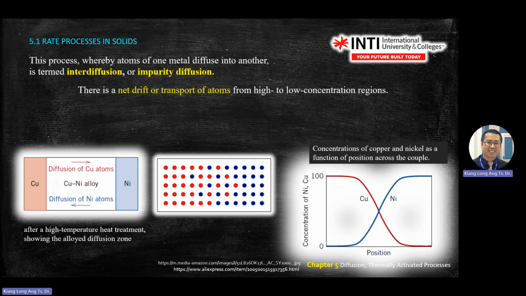So there is a net drift or transport of atoms from high concentration to low concentration. From high to low, like the pressure principle. You move from high concentration to low concentration. So copper will move from the left to right. Nickel will move from the right to left.